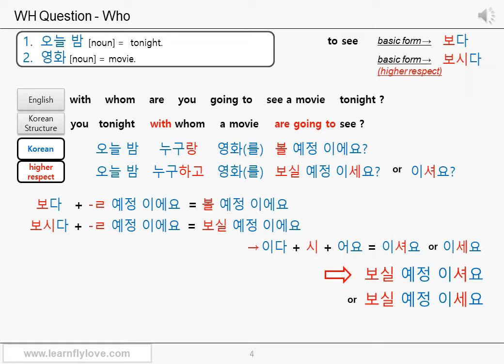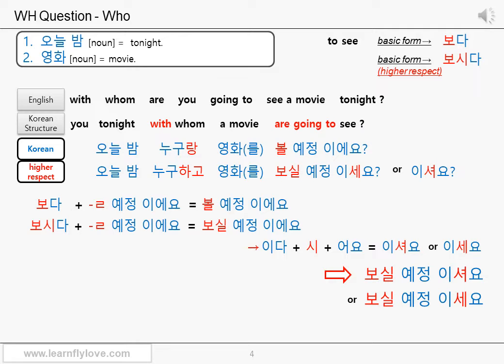Are going to see. Of course, you already know how to translate this part, but let us explain one more time. The basic form of the verb see is 보다, and the stem is 보. You need to add a final ㄹ sound plus 예정이에요 to mean be going to. So it's 볼 예정이에요. 오늘 밤 누구랑 영화를 볼 예정이에요?